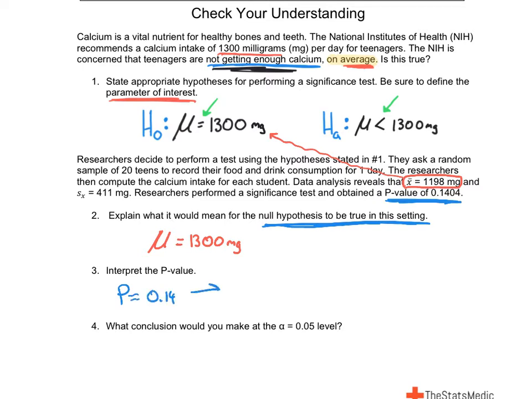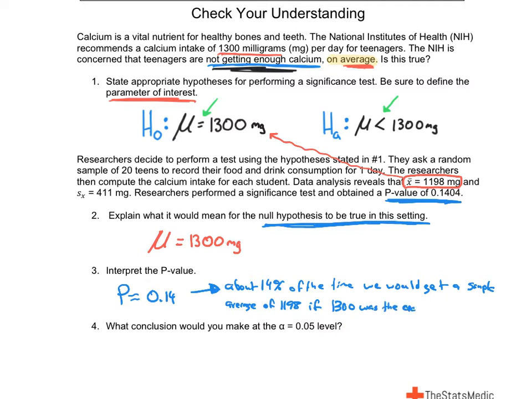So here's my interpretation of this. About 14% of the time we would get a sample average of 1198 if 1,300 was the actual amount.